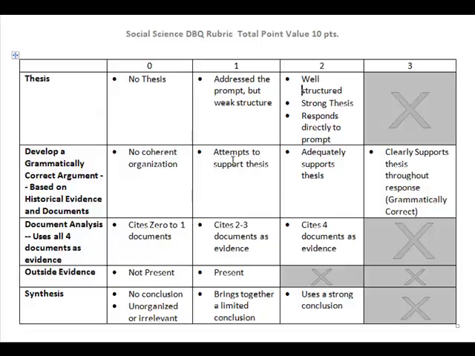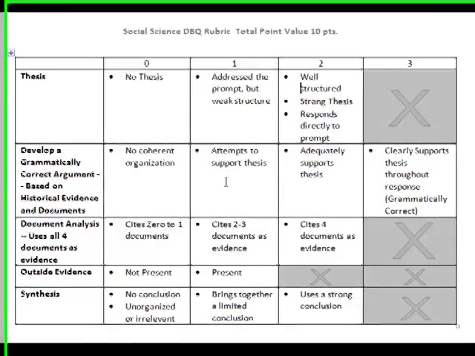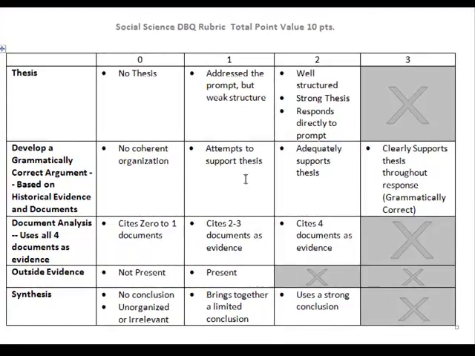So if you support your thesis, but you don't support it well with the documents, that's going to kind of vary depending on how many points you guys get. So every time you guys support your thesis with the document, support it strongly. That way you guys get all the possible points that are available. Same thing, your outside evidence.